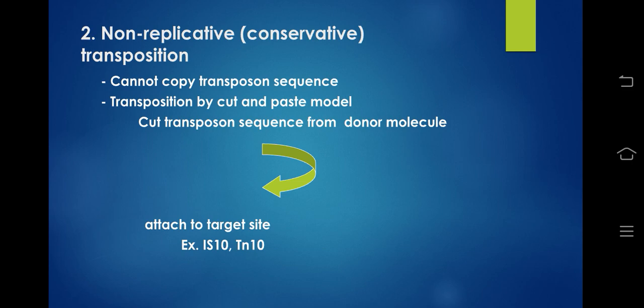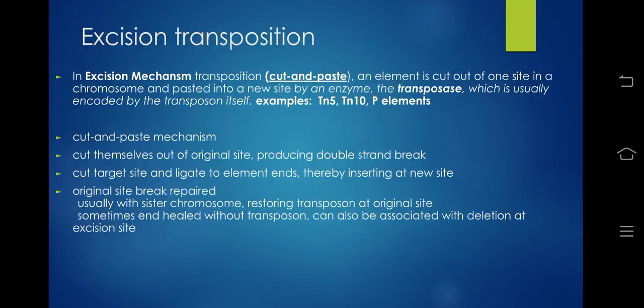Non-replicative or conservative transposition cannot copy the transposon sequence. Transposition by the cut and paste model: the transposon sequence is cut from the donor molecule and attached to the target site. Then excision transposition. In the excision mechanism of transposition, cut and paste, an element is cut off one site in a chromosome and pasted into the new site by an enzyme, the transposase, which is usually encoded by the transposon itself.